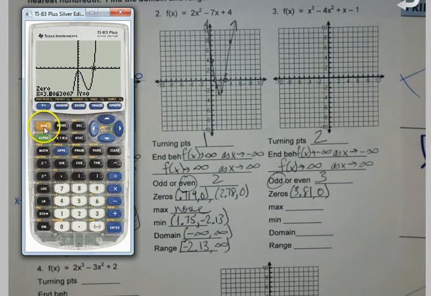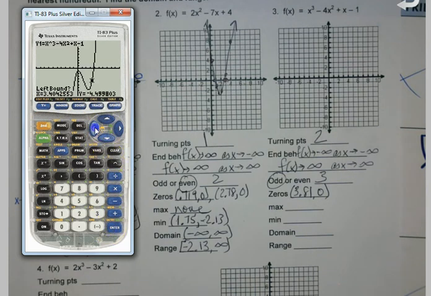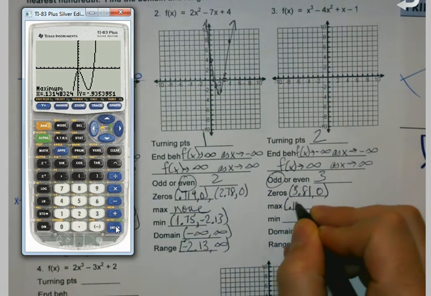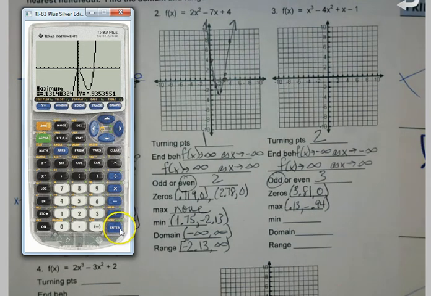Maximum, I see one hill. So again, anywhere to the left of it, anywhere to the right. So we're at 0.13, negative 0.94. That gets me that guy. I got 1 min, and again, that makes sense. 2 turning points, 1 max, 1 min. That adds up to 2.